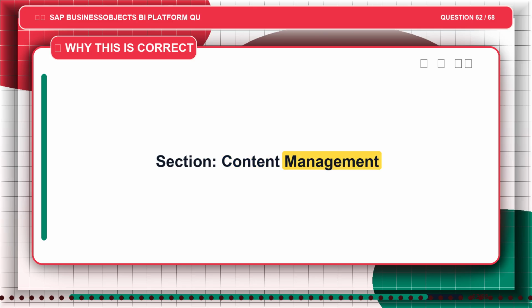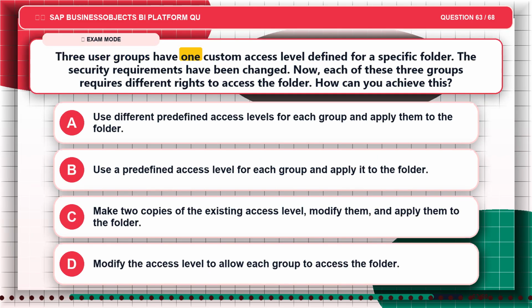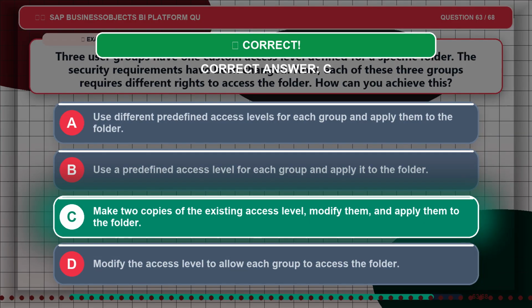Section, Content Management. Question 63. Three user groups have one custom access level defined for a specific folder. The security requirements have been changed. Now, each of these three groups requires different rights to access the folder. How can you achieve this? Option A, use different predefined access levels for each group and apply them to the folder. Option B, use a predefined access level for each group and apply it to the folder. Option C, make two copies of the existing access level, modify them, and apply them to the folder. Option D, modify the access level to allow each group to access the folder. The correct answer is option C. Make two copies of the existing access level, modify them, and apply them to the folder.